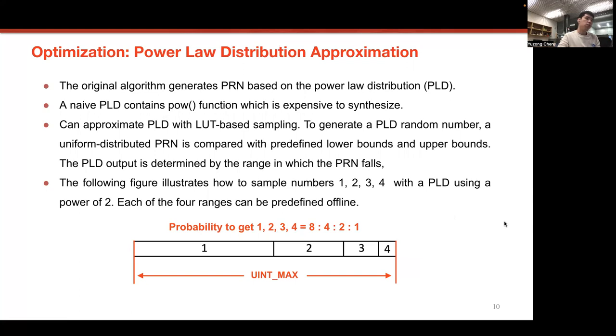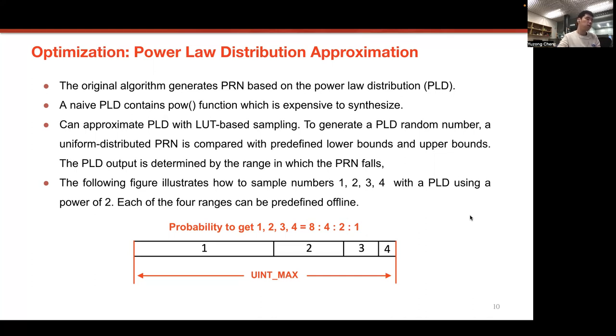Then the PLD output is determined by the range in which the pseudo-random number falls. The following figure illustrates how to sample numbers 1, 2, 3, 4 with a PLD using a power of 2. You can see that each of the 4 ranges can be predefined offline.